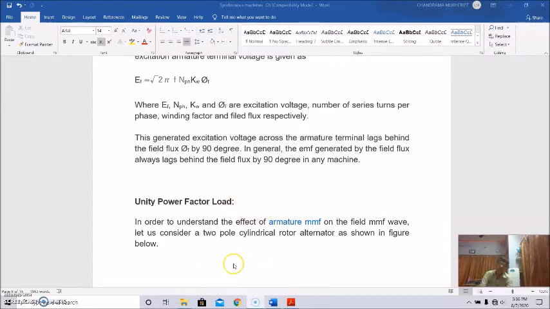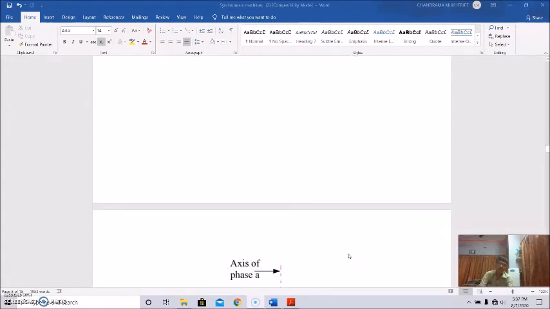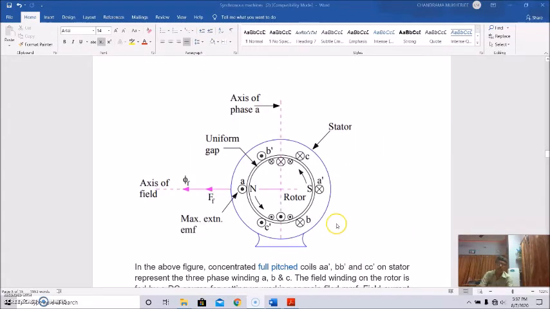In order to understand the effect of armature MMF on the field MMF for a unity power factor load, let us consider a two-pole cylindrical rotor alternator. So here it is. This is a two-pole machine.